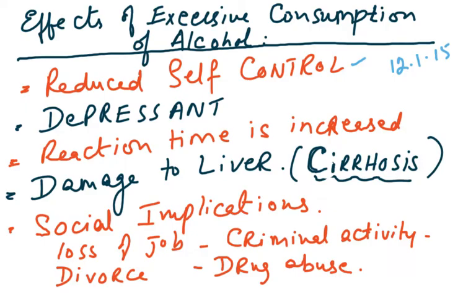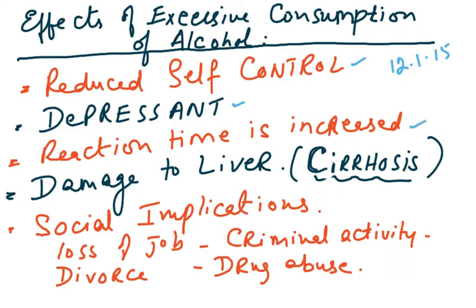and that is reduced self-control. Then the fact that alcohol is a depressant doesn't mean that it makes you depressed, it means it depresses the central nervous system, which means that you're unable to think correctly, and you maybe make decisions which are not very correct, and you make rash decisions. So it's a depressant of the central nervous system, so your thought process is affected.